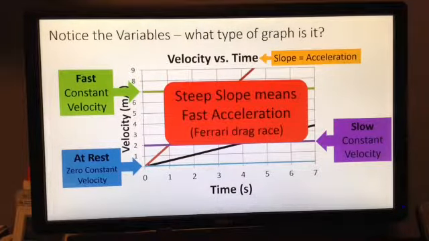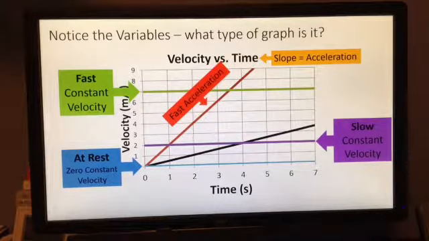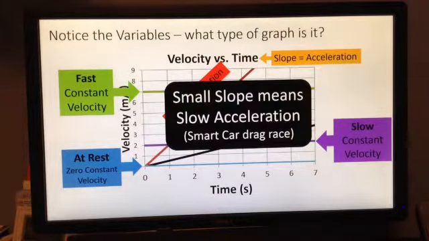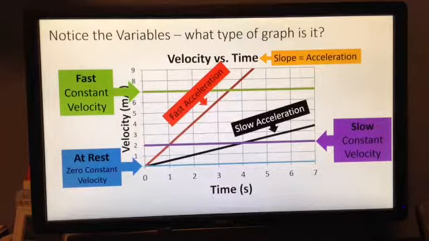Now if you have a steep slope, that means you have a fast acceleration. So we have like a Ferrari that's drag racing, going as fast as it possibly can. So nice steep slope, it speeds up very quickly. If you have a small slope, we have a slow acceleration. It is speeding up, it's just doing so very slowly, like a smart car.